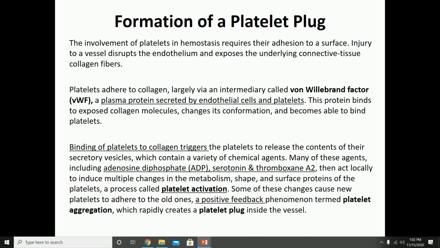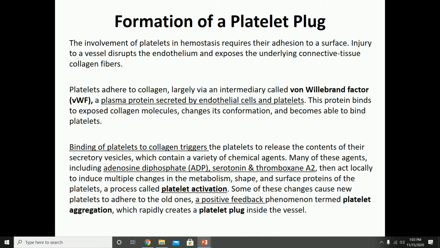So remember platelets, when we talked about platelets, we mentioned that they have secretory vacuoles or secretory vesicles that store different chemicals. We mentioned at the time serotonin, but there are other chemicals that are stored in there like ADP and thromboxane A2. Now the release of these chemicals from those platelets are going to activate them, and that process is known as platelet activation.